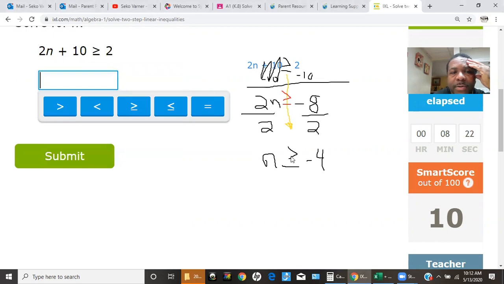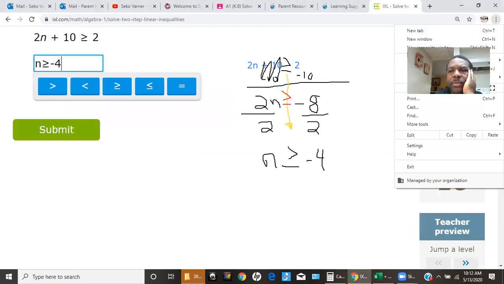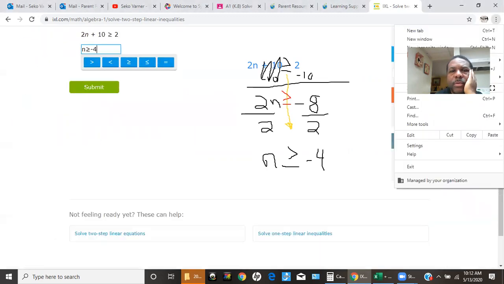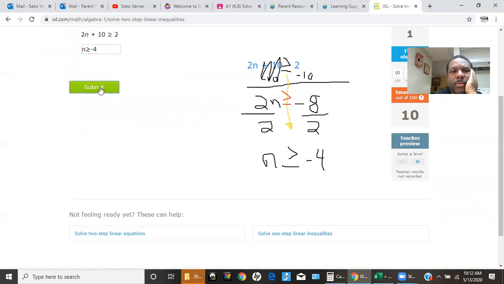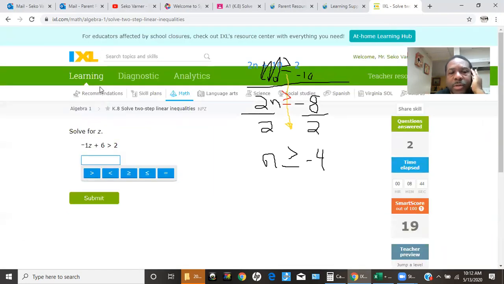So our answer is going to be n, and then we're going to choose this option, and then we're going to type in -4. All right, let me submit. Awesome, good. Would you like to do one more? We'll do one more, okay?